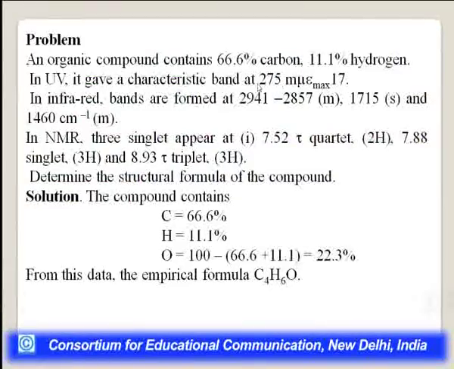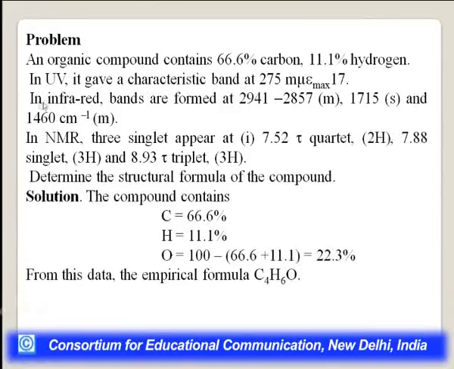Hello viewers, once again we are going to discuss more and more about this spectroscopic problem. Here is another problem you can see. Let us see the data first. An organic compound contains 66.6% carbon, 11.1% hydrogen. In ultraviolet, it gave a characteristic band at a value of 275 mu, and epsilon maximum is 17. This is as far as UV data is concerned.